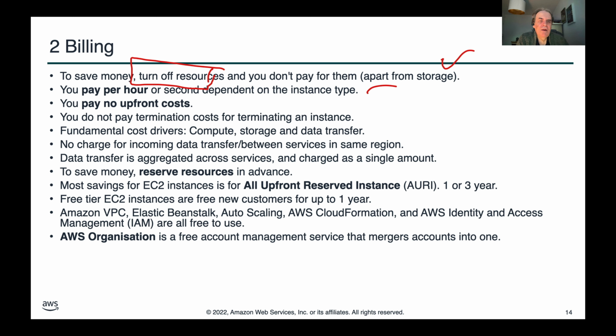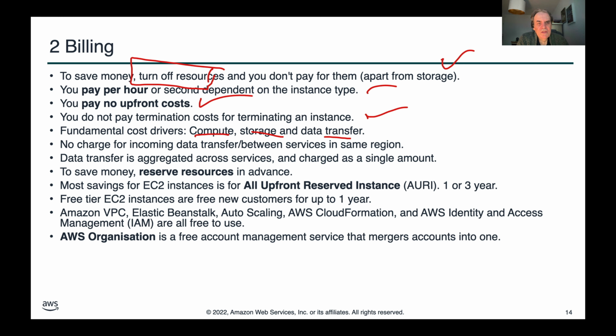You pay per hour typically, or per second, depending on the instance types. There's no upfront costs, and it's all pay as you go. There are no termination costs when you get rid of any of the resources. And the fundamental cost drivers are compute, storage, and data transfer. Each are billed at certain rates.